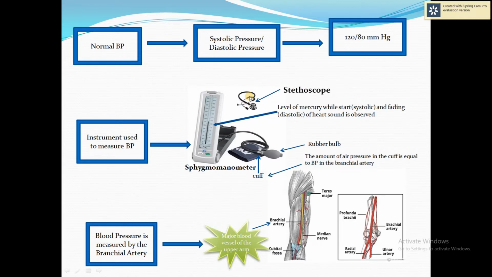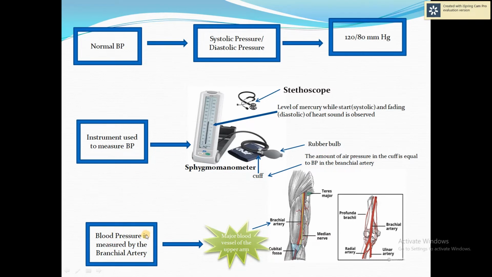The stethoscope consists of a diaphragm and an earpiece. The diaphragm is placed at the origin of the pulse and the earpiece in the ear to hear the pulse. The sphygmomanometer consists of the mercury level, which will help you to obtain the reading, the rubber bulb, which will help you to pump air into the cuff, and the cuff. These cuffs are available in different sizes in the market. So whatever suits you, you can buy one if you have a sphygmomanometer.